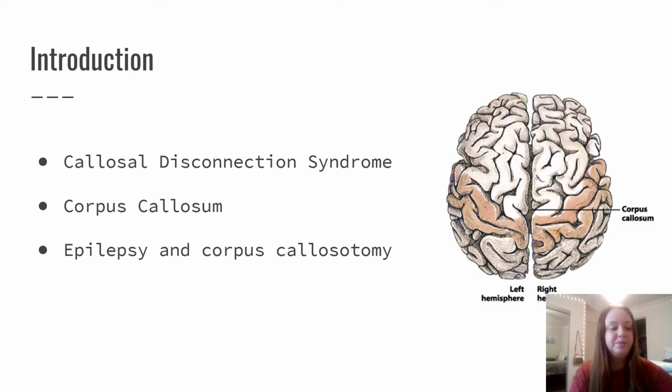For my introduction, split brain syndrome is when there is a disconnect between the two hemispheres of the brain. It is also known as callosal disconnection syndrome. The corpus callosum is what connects these two hemispheres, so split brain occurs when the corpus callosum is severed or damaged in some way. As shown in the photo on the slides, there is a left and right hemisphere of the brain.